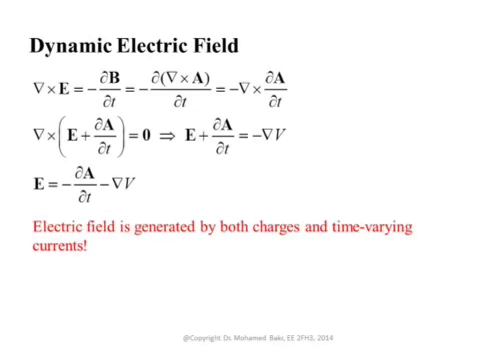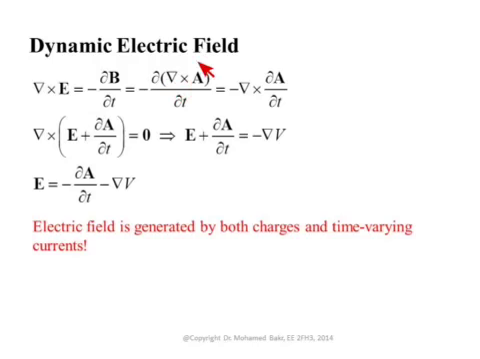So we start with one of the curl equations of Maxwell. Curl E is equal to minus partial B partial t. In the statics case, curl E was equal to 0, but now because we have a time varying magnetic field, this gives rise to an electric field. If we replace B by the curl of A, this is how we calculate B. B is equal to the curl of A.